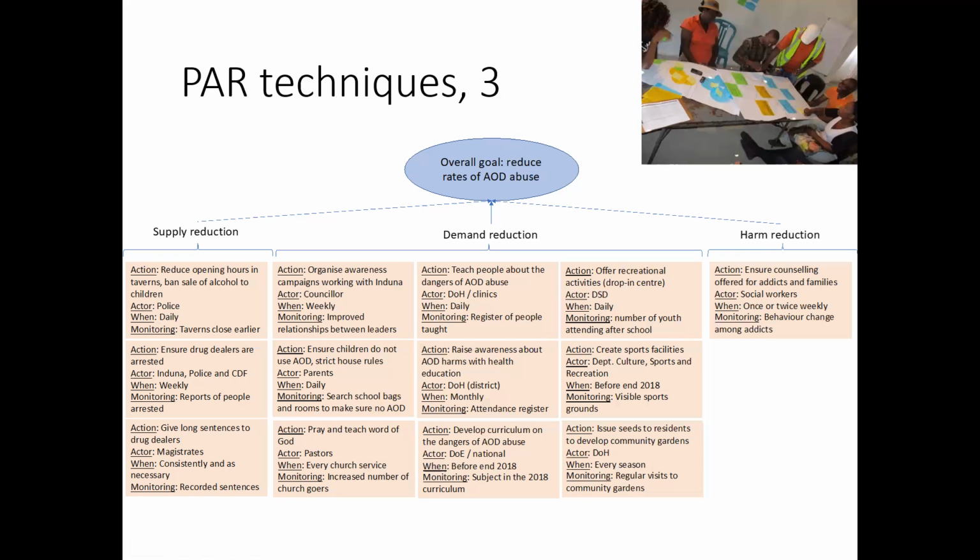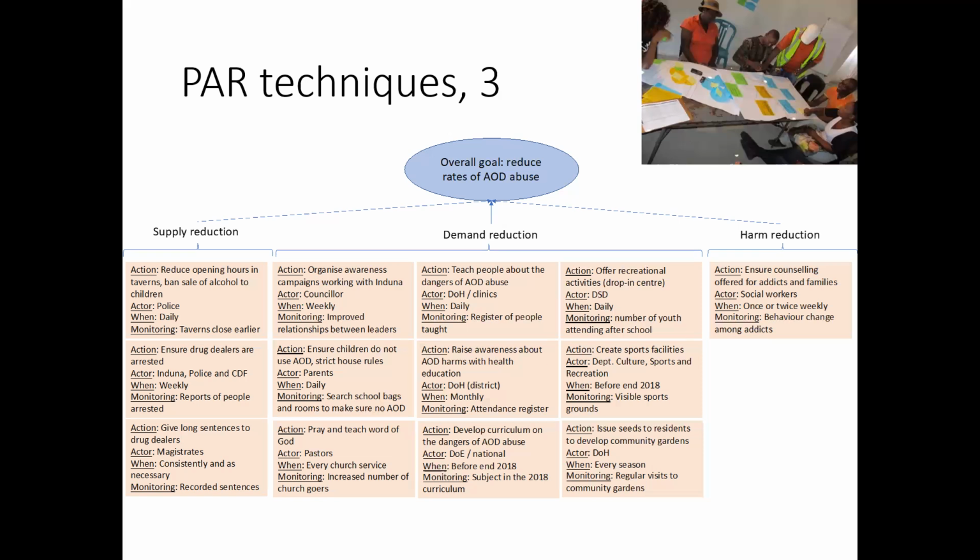We also have the monitoring process here. How are we going to monitor this action? We will see that this is happening when taverns close earlier. So the second one is to ensure drug dealers are arrested. The ones acting here are Indonas, police, and CDF. When it's weekly monitoring, we will use reports of people arrested to see that these things are happening.